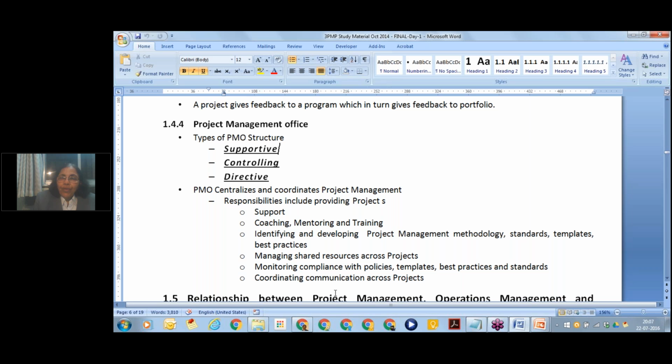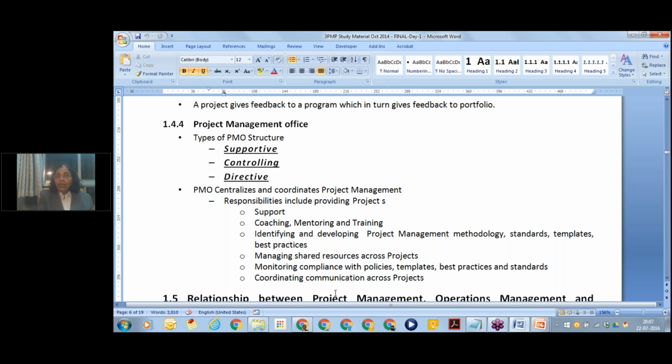So there are three types of PMOs: supportive, controlling, and directive. Supporting PMO is what I was talking about. They create those templates, they give you guidance, guide you, mentor you. Any problem you explain to them, they will be helping you out. It is their responsibility to guide you. So yes, a supportive PMO is there to help you.